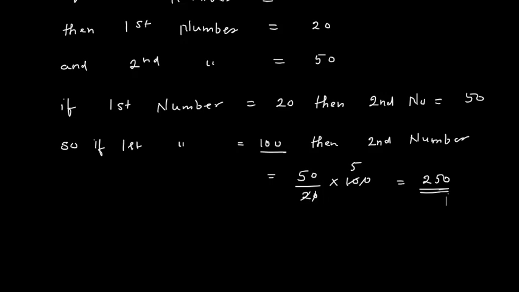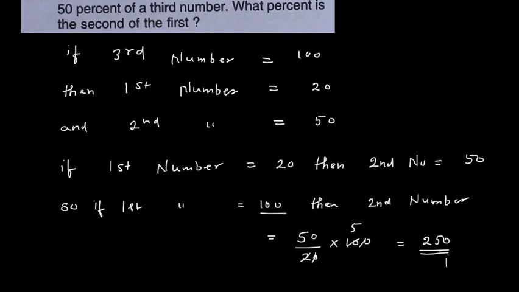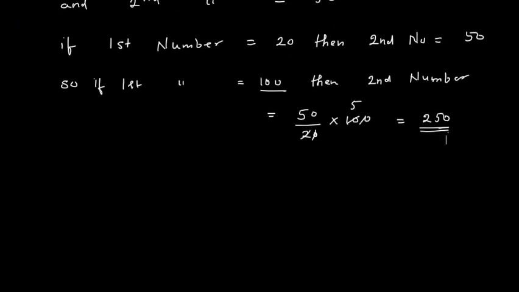So if the first number is 20, then the second number is 50. If the first number is 100, then your second number will become 250. So what percent is the second of the first? So it is 150 more on 100. So you can say that it is 150% more.